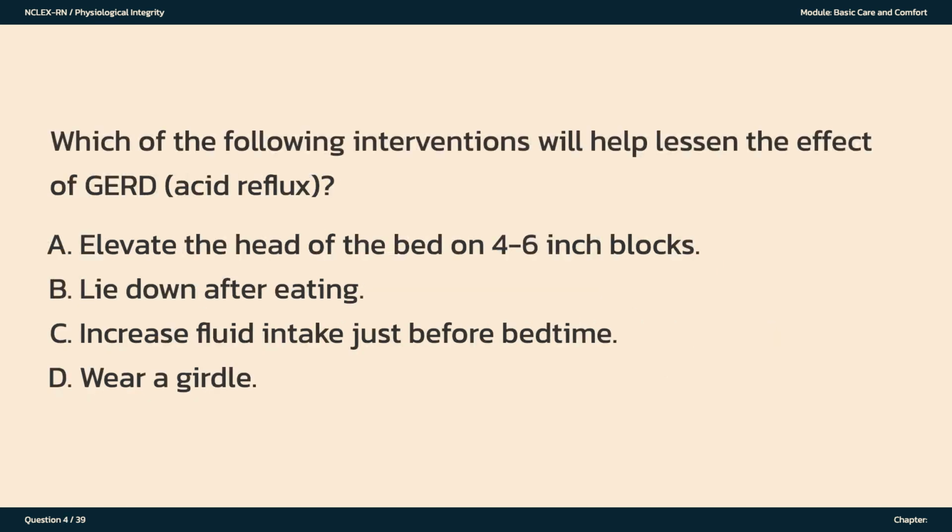Which of the following interventions will help lessen the effect of GERD, acid reflux? A. Elevate the head of the bed on 4 to 6 inch blocks. B. Lie down after eating. C. Increase fluid intake just before bedtime. D. Wear a girdle.